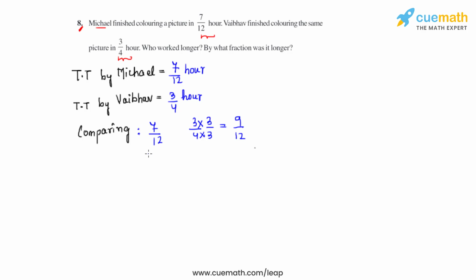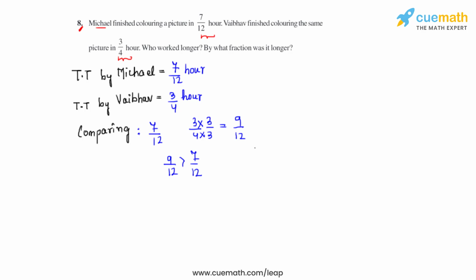So now that the denominators are same for both the fractions, we can easily compare the numerators and find out who worked longer. So as 9 is greater than 7, we can say that Weber worked longer than Michael because 9/12 will be greater than 7/12. 9/12 was the time taken by Weber and 7/12 was the time taken by Michael.